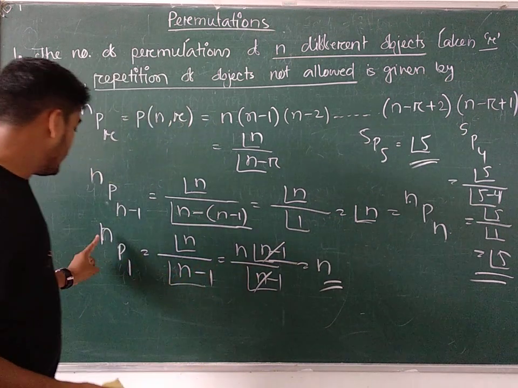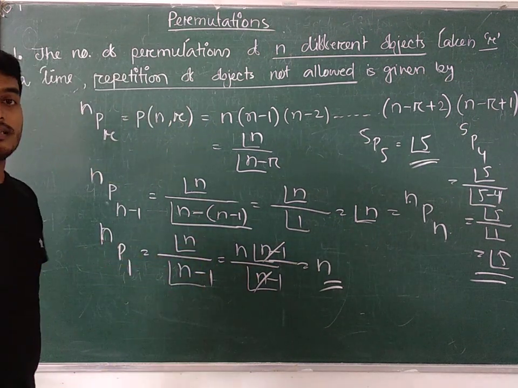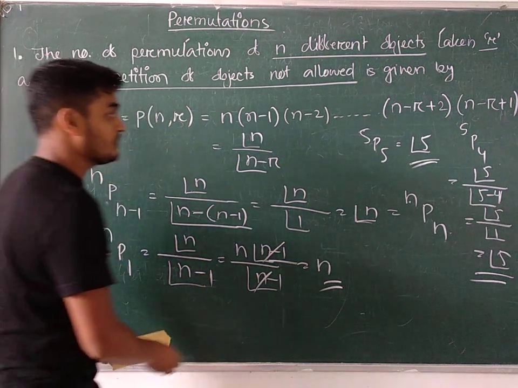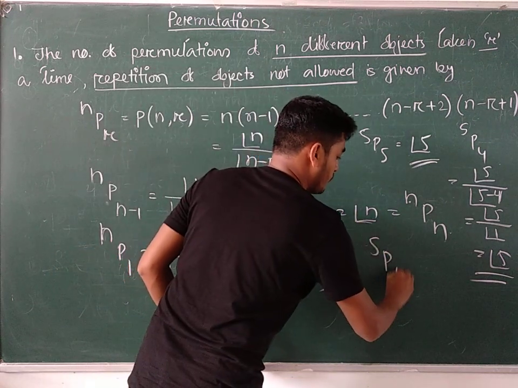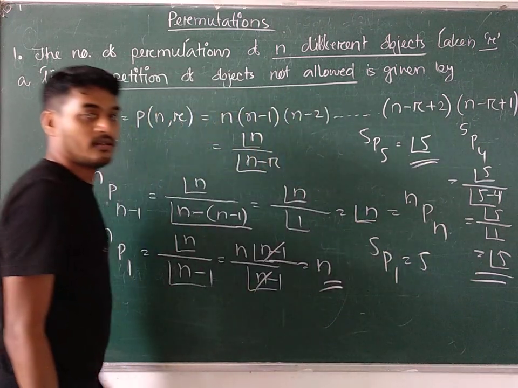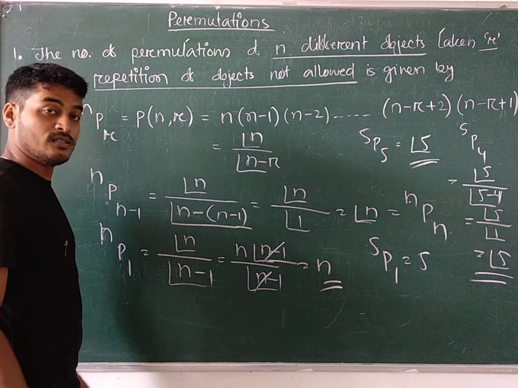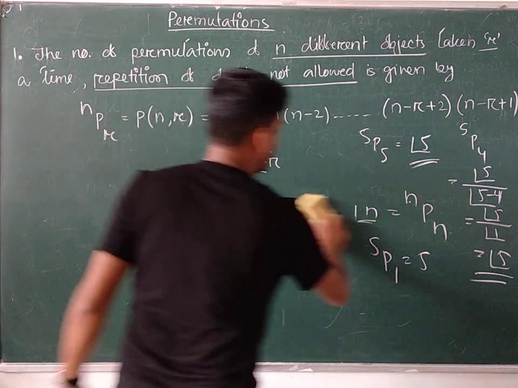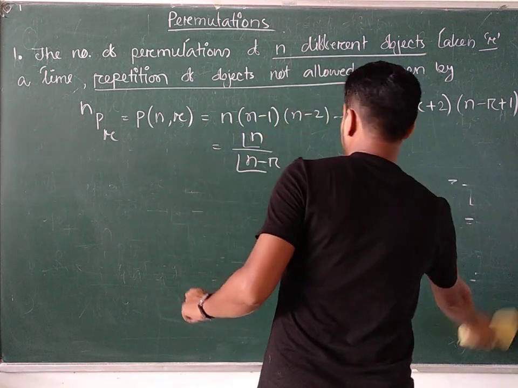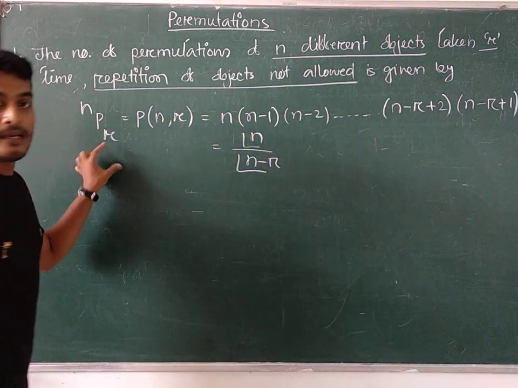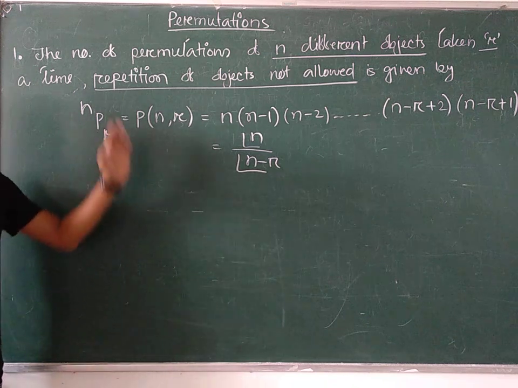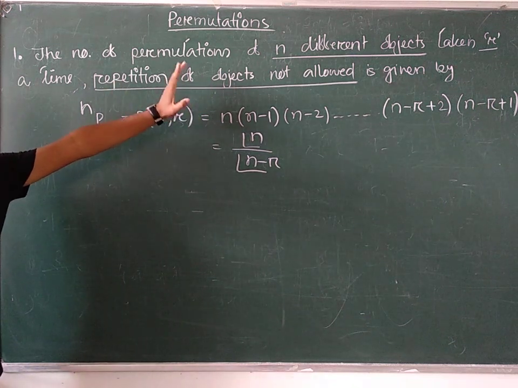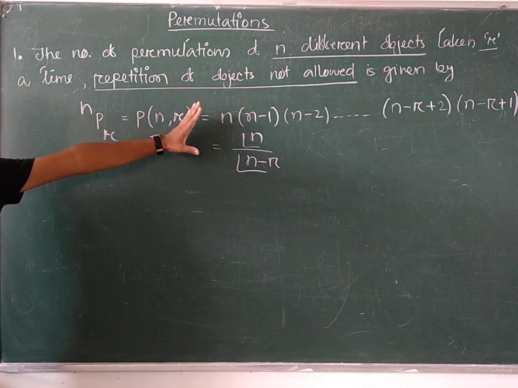Correct? Similarly, nP1 is equal to what? n always. 5P1, what is the value of 5P1? 5P1 is equal to 5. 100P1 is equal to 100. In this way, we find the value using this property. And remember that the nPr formula can be applied only if the objects are distinct and repetition is not allowed. I hope you are getting my point.